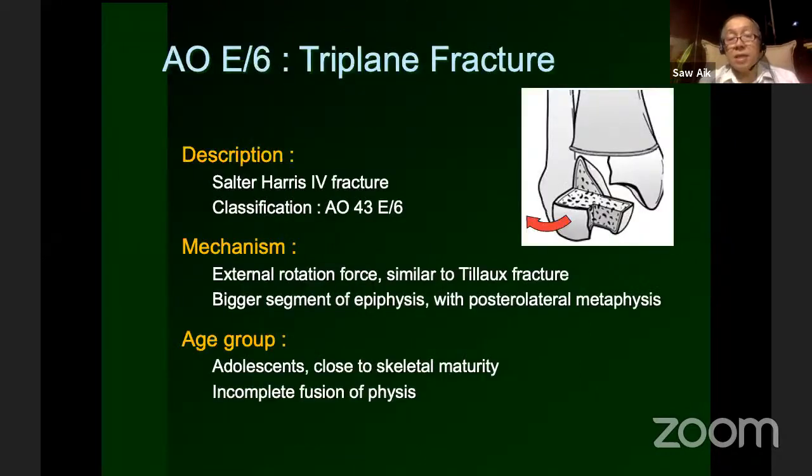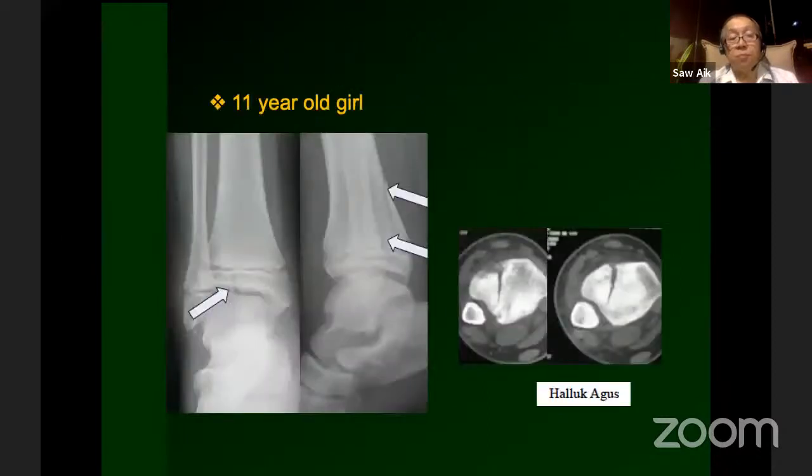Now, AO E6 is triplane fracture. Salter-Harris, it is a type 4, but this is a separate category. Mechanism of injury and age group are roughly the same as the tillaux fracture. This is an 11-year-old girl. It's a bit early for this fracture, but it happens. On the AP view, Salter-Harris type 3 looks like a tillaux fracture, but on the lateral view, it looks like Salter-Harris type 2. When you have 3 and 2, it is Salter-Harris 4. It is a triplane fracture.